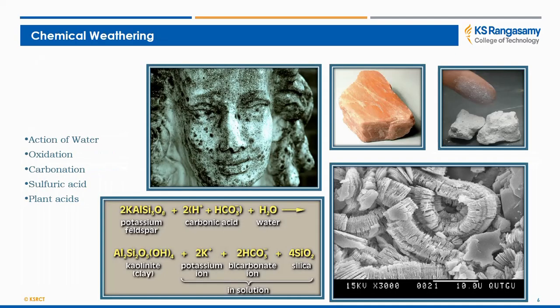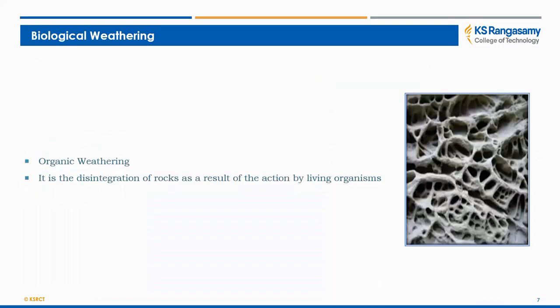Chemical weathering. It involves the action of water, oxidation, carbonation, sulfuric acid and plant acids. The chemicals involved include potassium, feldspar, carbonic acid, water, kaolin, potassium ion, bicarbonate and silica. These are some of the happenings in and around the rocks. Next is biological weathering.